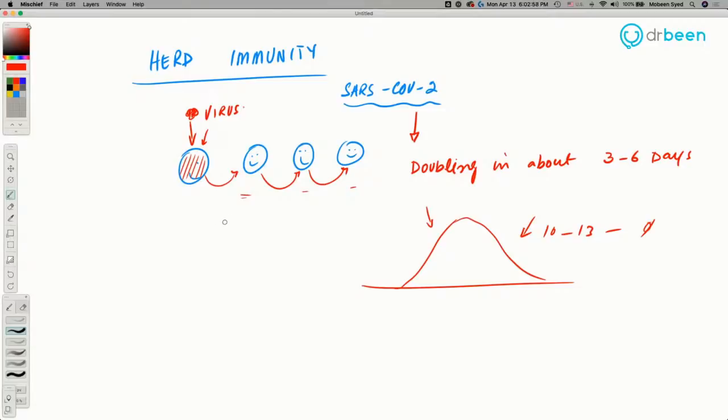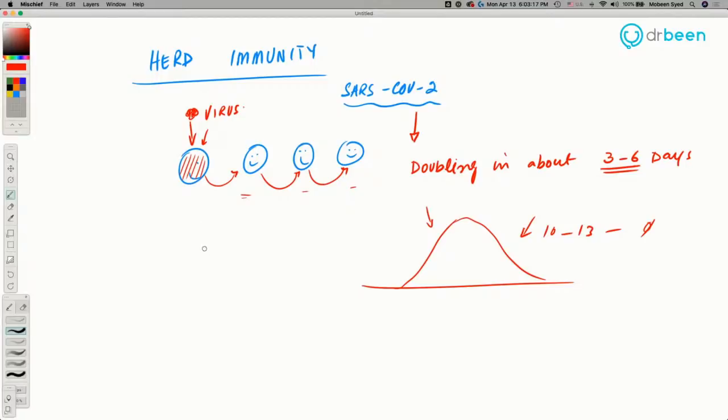So the virus has a speed index or spread index of at least this one, 3 to 6 days. And it is becoming double in that time. Hey guys, so we are talking about herd immunity, and then we are going to talk about the second wave of the SARS-CoV-2 or COVID-19.